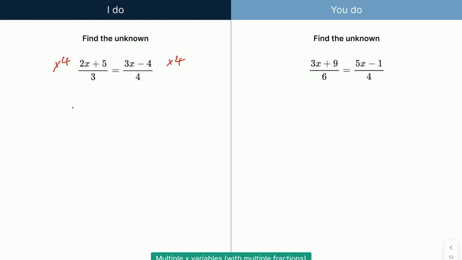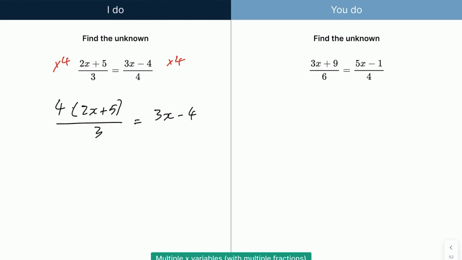So that will become, I won't expand it all out just yet. I'm just going to write it out. So that'll become 4 bracket 2x plus 5 all over 3 is equal to 3x minus 4. So because this 4 has cancelled that out. Now I'm going to do the exact same thing. I'm going to multiply each side by 3 to get rid of this 3.